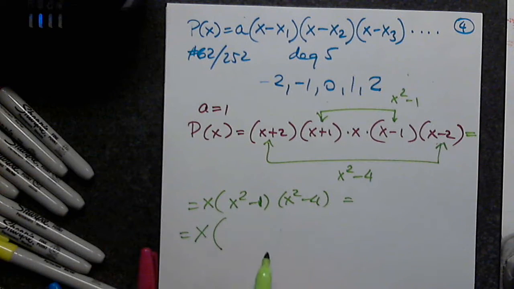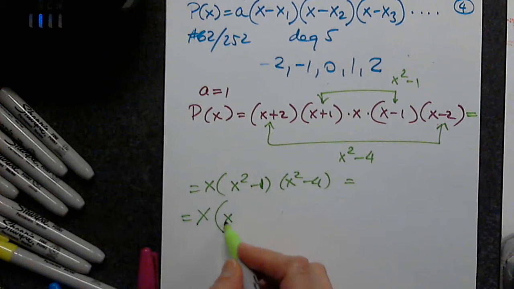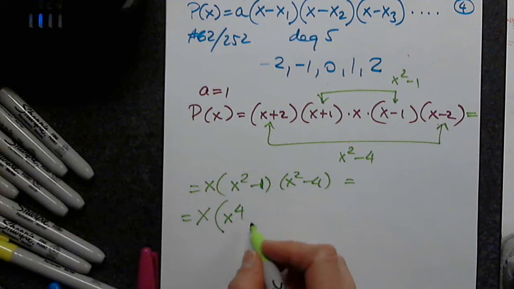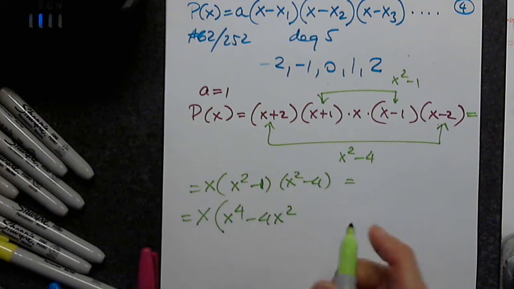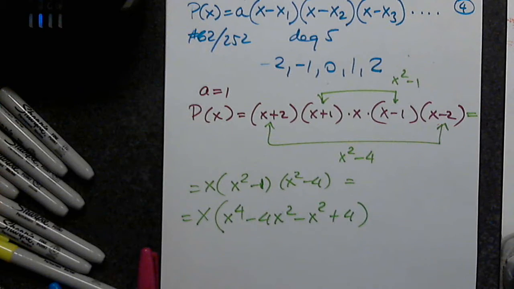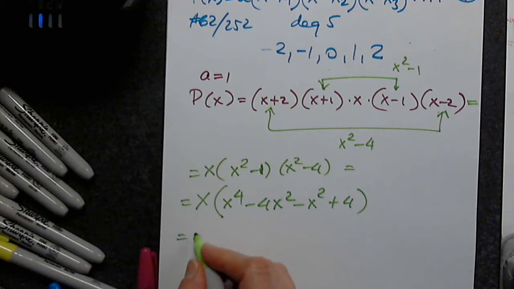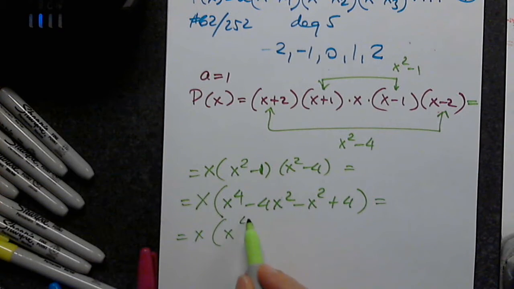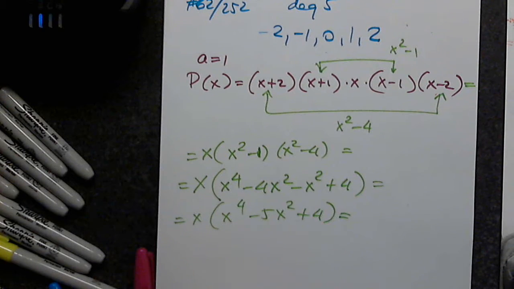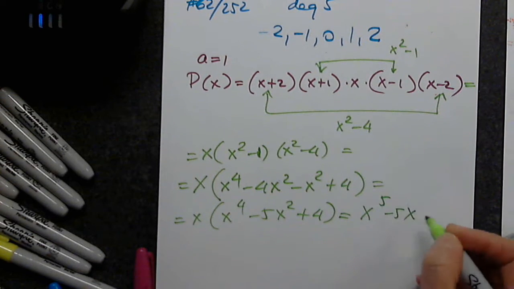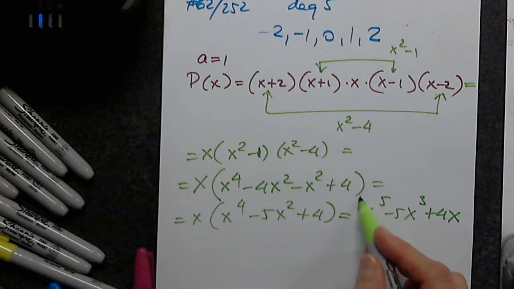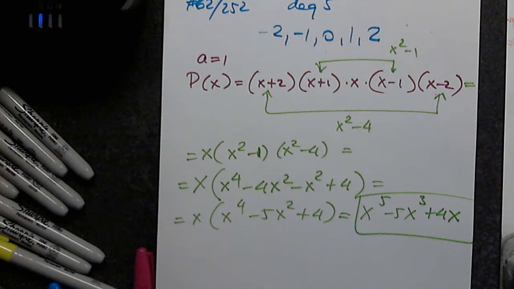So x in parentheses now, x squared times x squared, x to the 4th, x squared times -4, -4x squared, and then negative x squared, and then plus 4. And of course, this is x in parentheses x to the 4th minus 5x squared plus 4. And only now I distribute the last factor, x to the 5th minus 5x cubed plus 4x. Now, I'm going to ask you, what are the zeros of this?